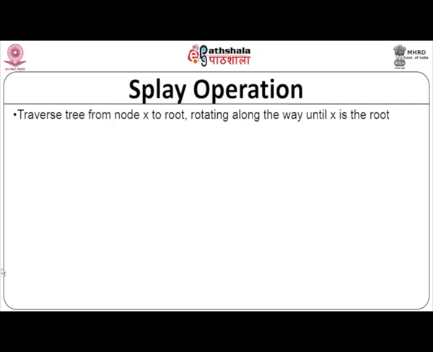Here we do not look at any balance or any heights. Your main aim is to keep doing some sort of rotations such that x finally reaches the root. That is all our aim is. So, each rotation: if x is the root, do nothing.